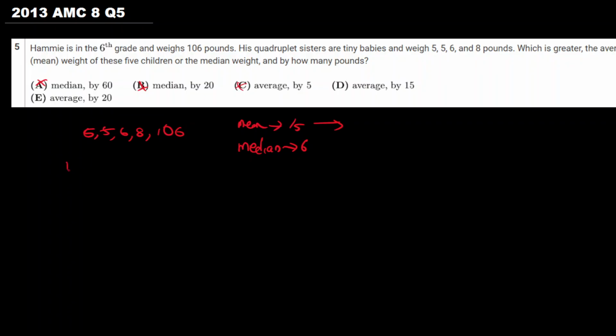You have 10 plus 14 plus 106 divided by 5. This right here is 130 divided by 5, which is 26. Yeah, 26. So your median is 26. I'm sorry, not your median. Your mean is 26, and your median is 6, which means the difference between these is 20, which means that E is your answer.